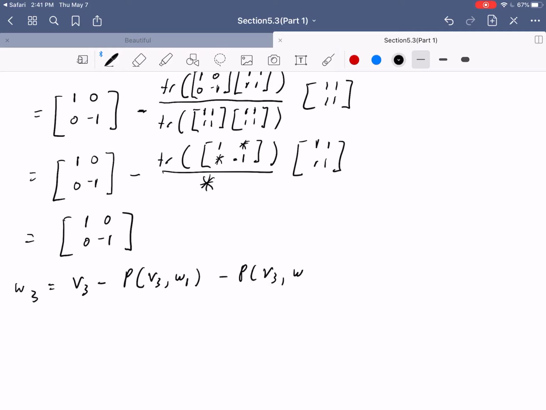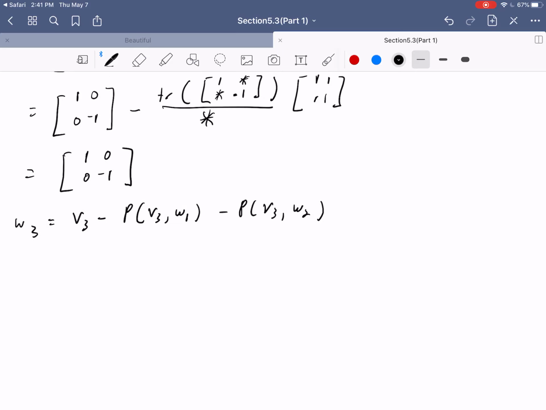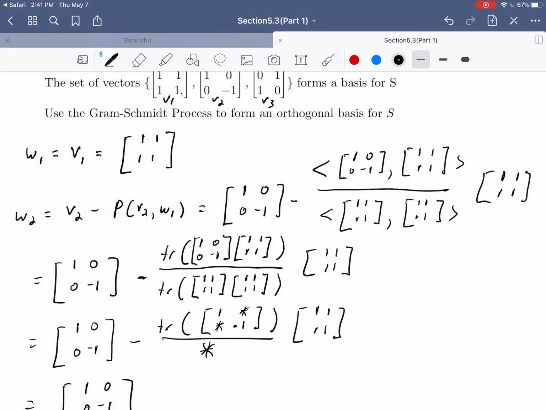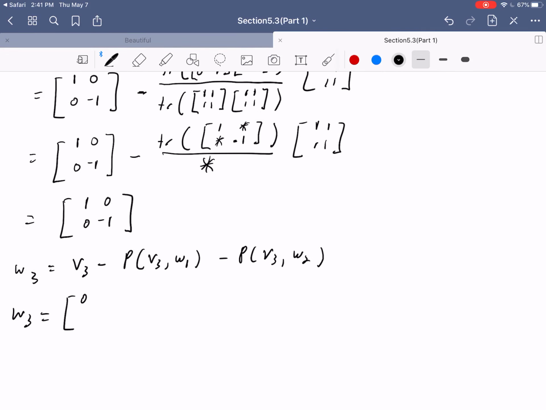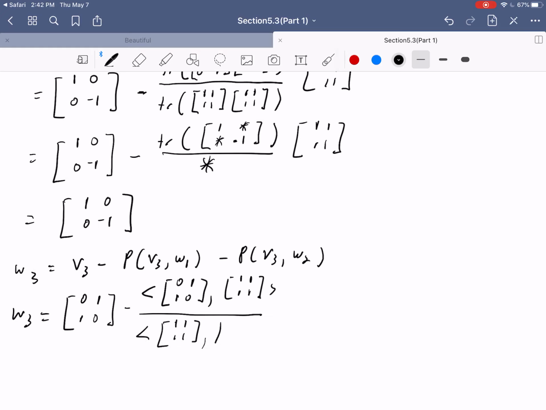of V3 onto W2. So that means W3 is going to be V3, which looks like it's 0, 1, 1, 0. Minus this projection, so 0, 1, 1, 0, along with 1, 1, 1, 1, divided by the inner product of 1, 1, 1, 1 with 1, 1, 1, 1, times the matrix 1, 1, 1, 1, minus, then we've got to project onto W2, which is this guy here.